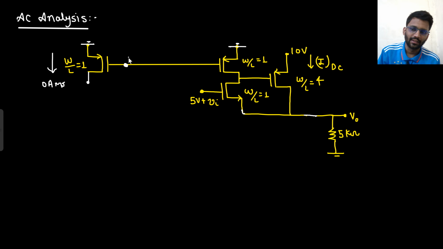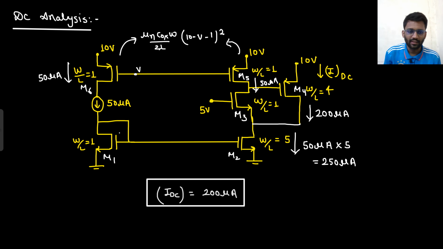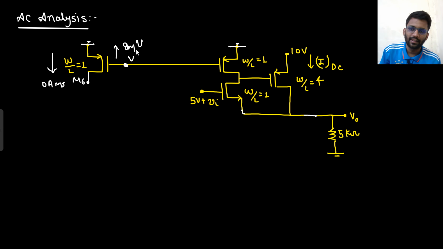Let's just call this potential as V. So what can you write? What is the current in the upward direction? Current in the upward direction would be GmV. Say yes or no. And what was the name of this transistor? This transistor was M6. So the current in the upward direction would be Gm6 V. This node is grounded. This node I am calling V because I don't know the small signal potential of this point. I am considering it to be V. So the current in the upward direction would be Gm6 V, and that would be equal to 0 ampere.